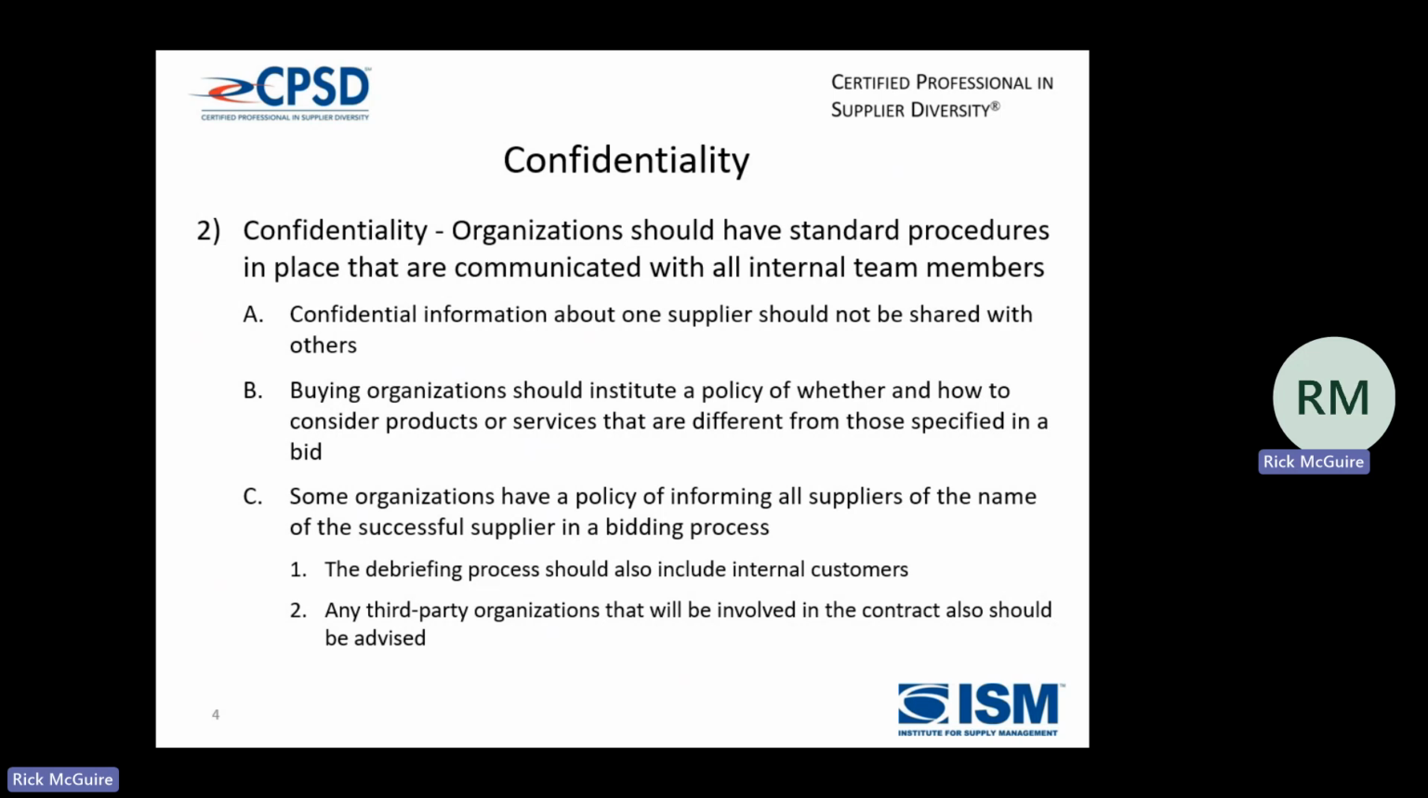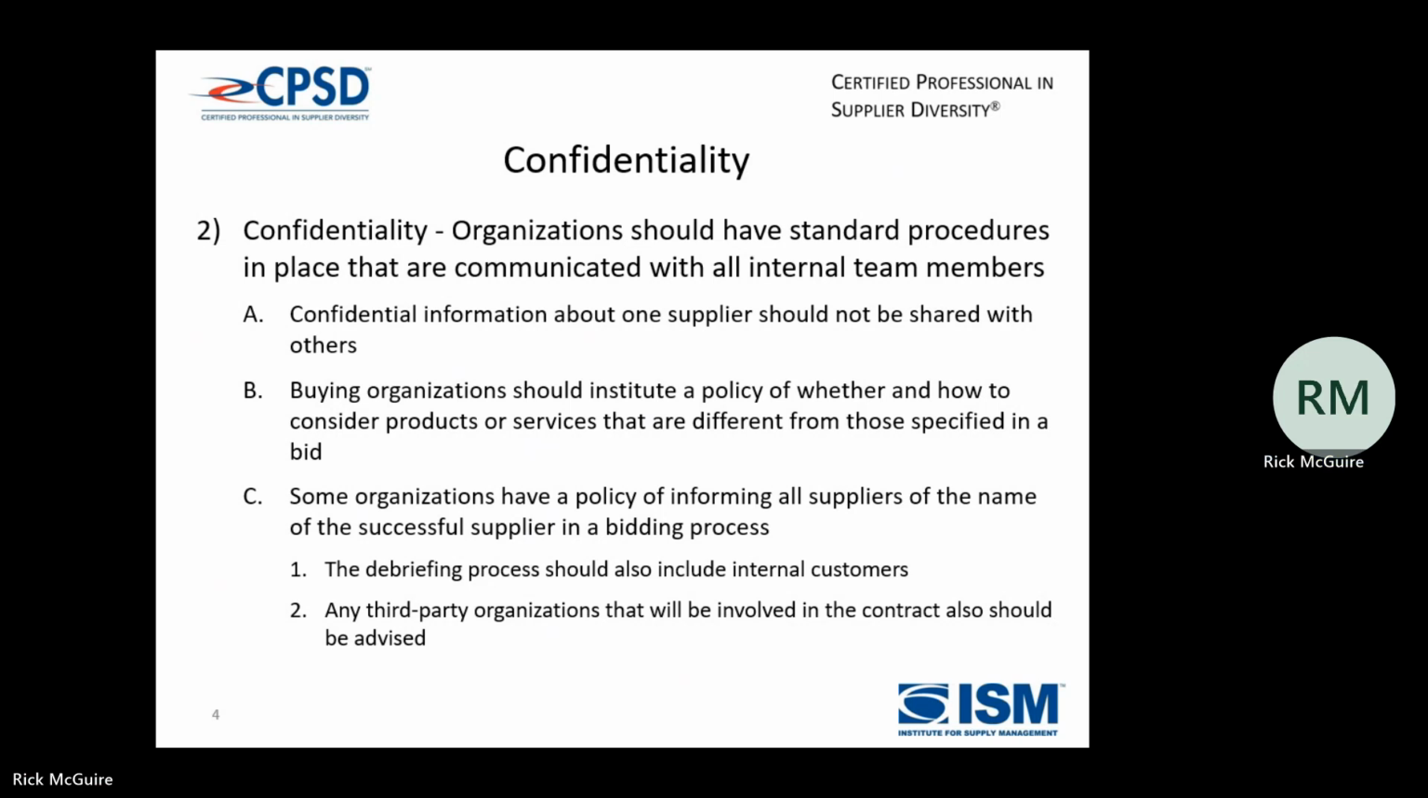Buying organizations should institute a policy of whether and how to consider products or services that are different from those specified in a bid, because you'll get them. Some organizations have a policy of informing all suppliers of the name of the successful supplier in the bidding process. The debriefing process should also include internal customers, and any third-party organizations that will be involved in the contract also should be advised.